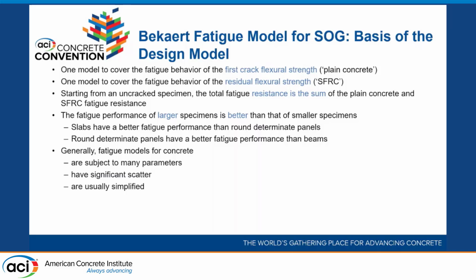Fatigue performance of larger specimens is better than smaller specimens. Slabs have better performance than round determinant panels. Round determinant panels have better fatigue performance than beams. So there's a progression up to our large scale test of slabs. As with most things concrete, there's lots of parameters, there's lots of scatter, but what we're trying to do is find something that's relatively simple. What can we do that is not overly cumbersome but still produces repeatable results that are backed up by research?